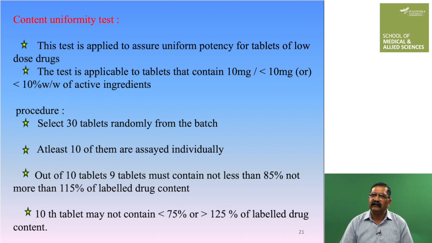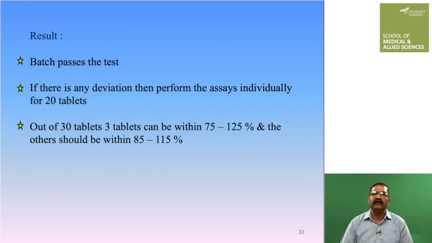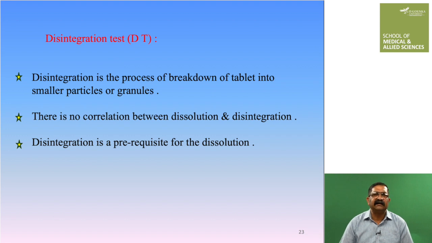Out of 10 tablets, 9 tablets must contain not less than 85% and not more than 115% of the labeled drug content. 1 tablet may contain 75 to 125% of the drug content. Results are evaluated, and the batch passes the test. If there is any deviation, perform the assay for 20 more tablets. Out of 30 tablets, 3 tablets can be within 75 to 125 percent and others should be within 85 to 115%. Next test applied is the disintegration test.